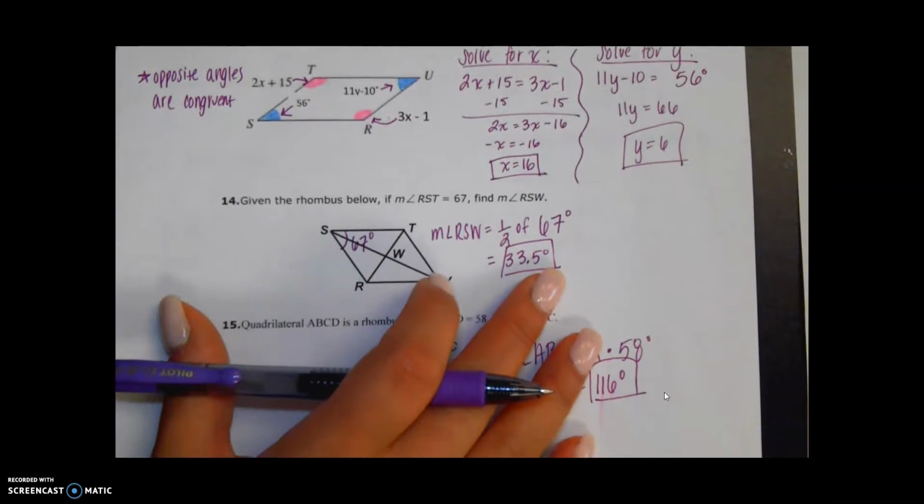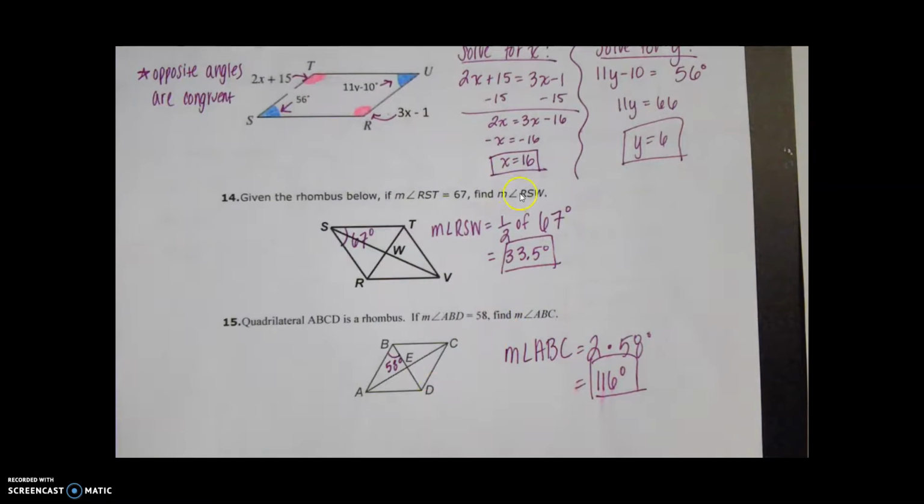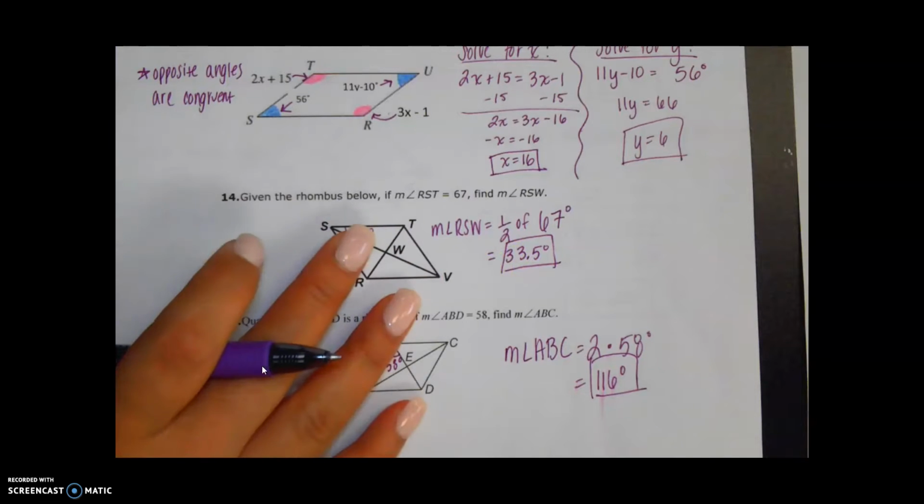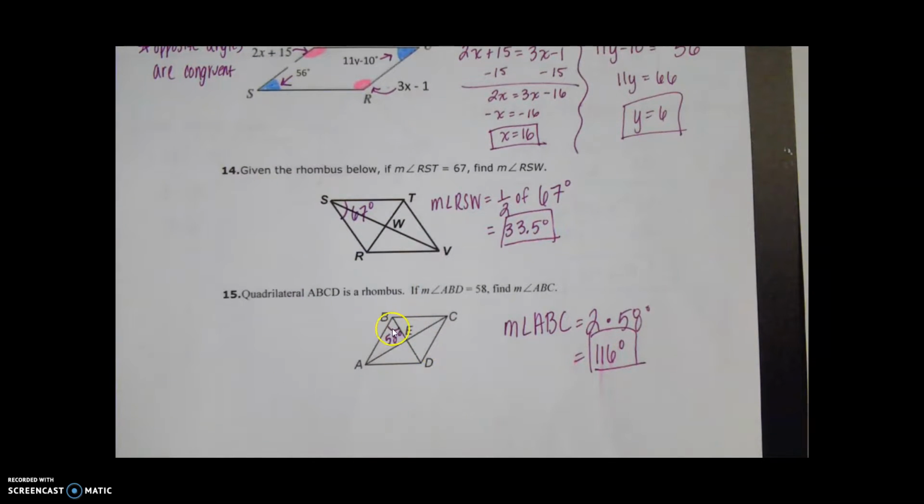For number 14, it wants us to find RSW. RSW is this little piece right here. It gives us RST. The whole thing is 67, so I divide it by 2 since the diagonals bisect the angles. 67 divided by 2 is 33.5. Number 15, they give you the little piece and they want you to find the whole angle ABC. So it gives us ABE is 58. It wants ABC, so I just do 2 times 58. That is 116.